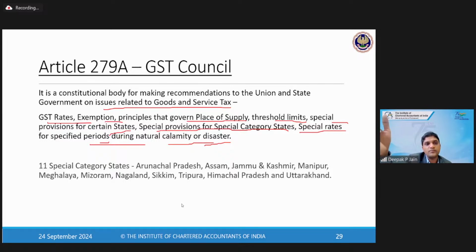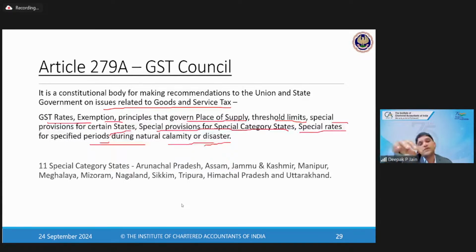Okay. Now, there's something called special provisions for special category states. What are these? There are 11 special category states: Arunachal Pradesh, Assam, Jammu and Kashmir, Manipur, Meghalaya, Mizoram, Nagaland, Sikkim, Tripura, Himachal Pradesh, and Uttarakhand. So these 11 states are called special category states. इनके लिए special provisions रहेगा.